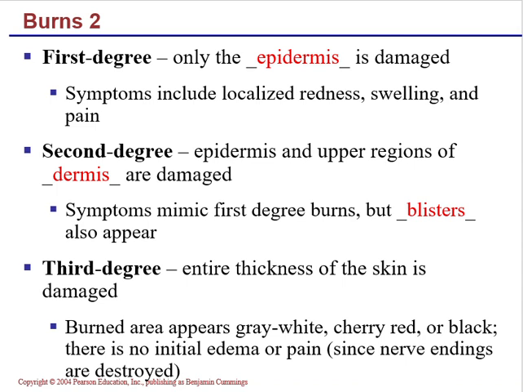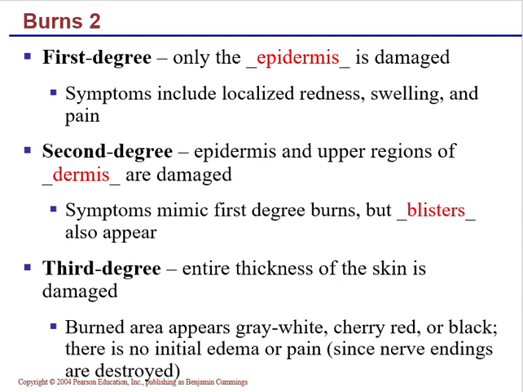First degree, second degree, and third degree. With first degree burns, only the epidermis is damaged, and general symptoms are redness, swelling, and pain. You never see blisters with a first degree burn. Second degree burns include the epidermis and the upper regions of the dermis that are damaged, and you will see the same symptoms as a first degree burn plus blisters.